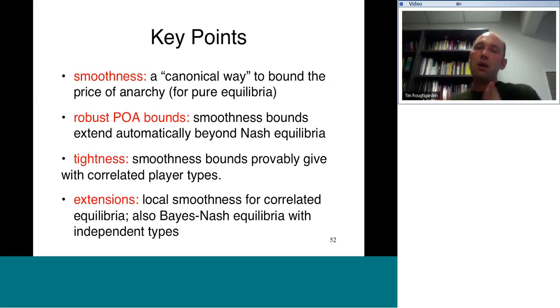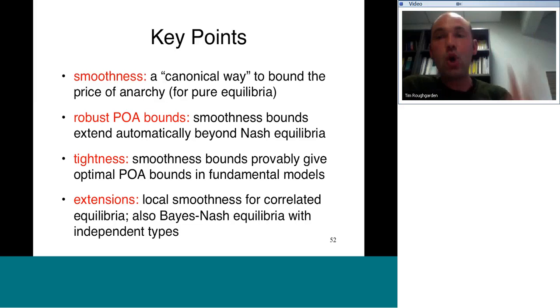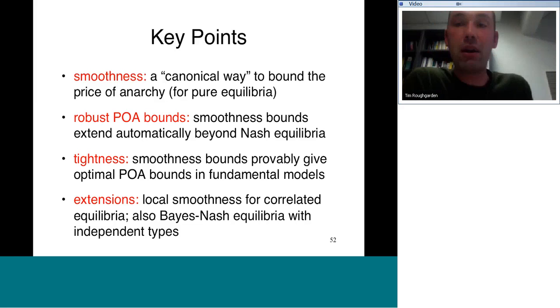So wrapping up what I've told you about, I've pointed out how there's a canonical way to think about bounding the price of anarchy of pure equilibria, and if you strengthen the canonical way in a certain way, that's the definition of a smooth game, then it becomes a sufficient condition not just for bounds on Nash equilibria, but well beyond Nash equilibria. We talked mostly about the complete information case, applications to correlated equilibria, no regret sequences, but there are also recent extension theorems for Bayes-Nash equilibria in games of incomplete information. We talked a little bit about the tightness of the results. At least for routing games, you provably cannot do better than what you can prove using smoothness arguments. So I'll stop there.